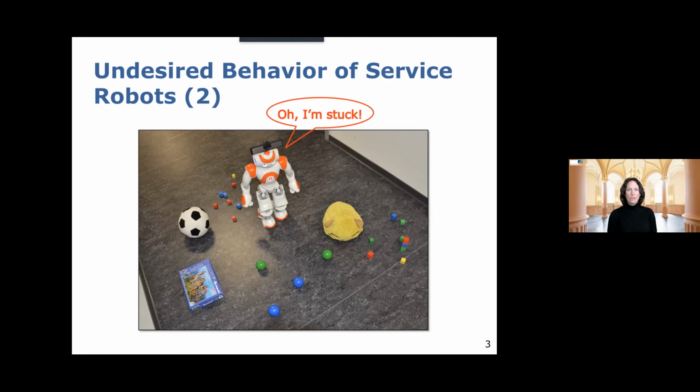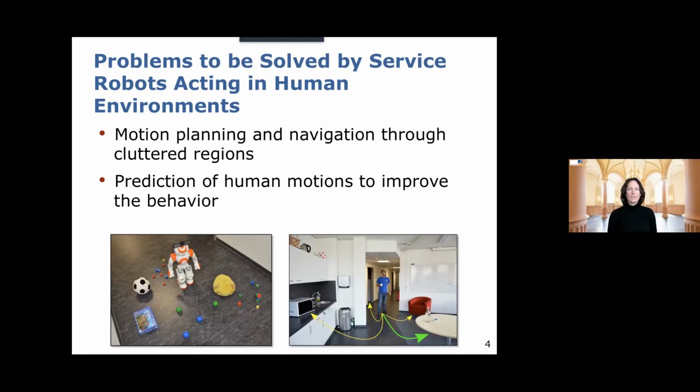So problems to be solved by service robots acting in human environments are, first, motion planning and navigation through cluttered regions with many objects on the floor that the robot has to move through, possibly by moving the objects aside or by stepping over or onto them. And second, the robot needs to predict humans' motion in order to improve its own behavior. It needs to anticipate when and where its assistance is actually needed, and it should avoid interferences with the user during navigation. In the following, I will present 2 approaches we recently developed as solutions to these problems.